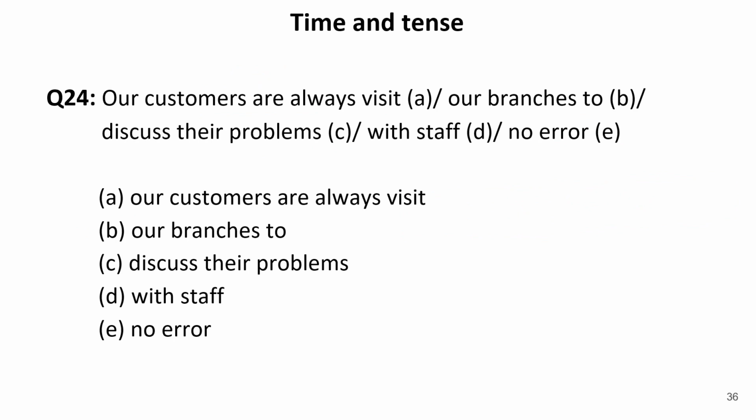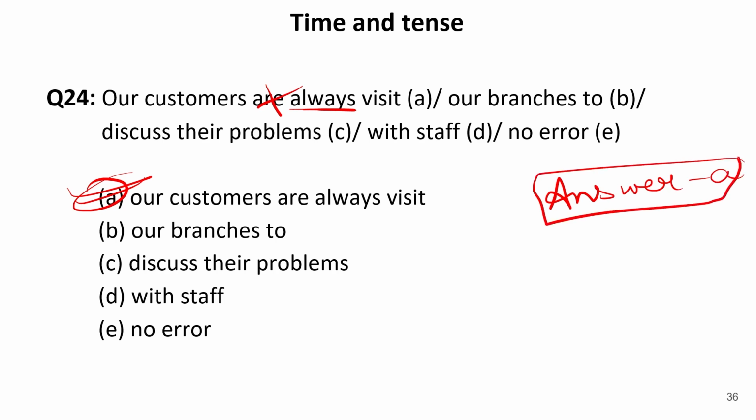Now, let us move to the next one. Our customers are always visit our branches to discuss their problems with the staff. Because always is given over here, it means it happens repeatedly at particular intervals. Therefore, we need present indefinite tense, so are is not required at all. Instead, the sentence will be, our customers always visit our branches to discuss their problems with the staff. So the error is in part A. So our answer is A, because this part of the sentence contains the error. Now let us move to the next one.